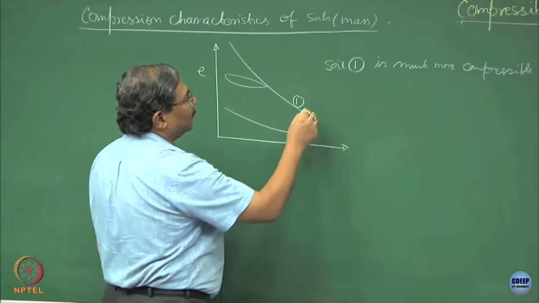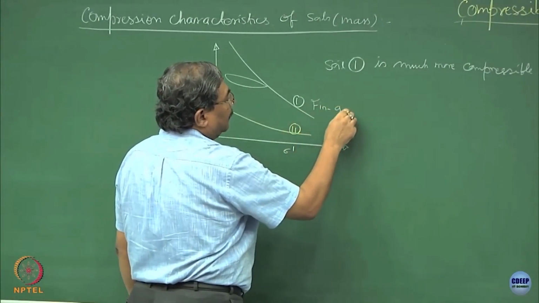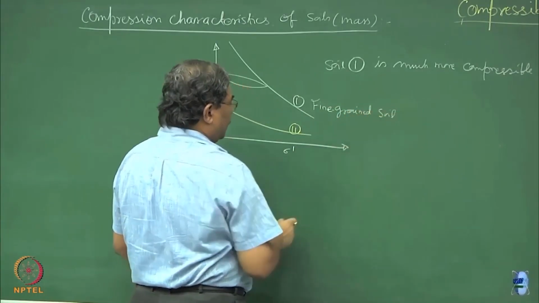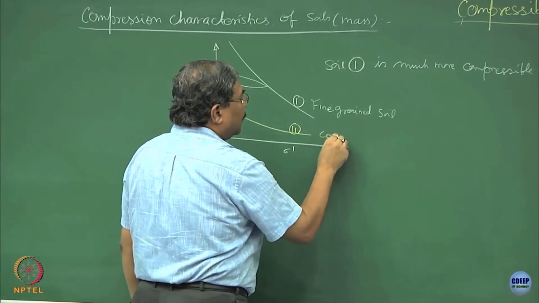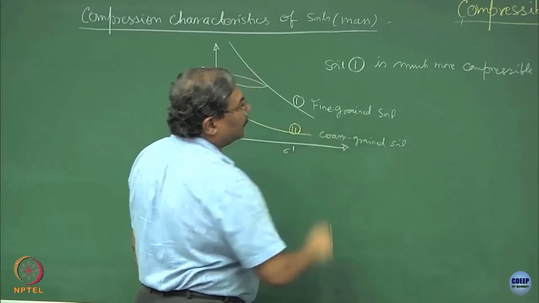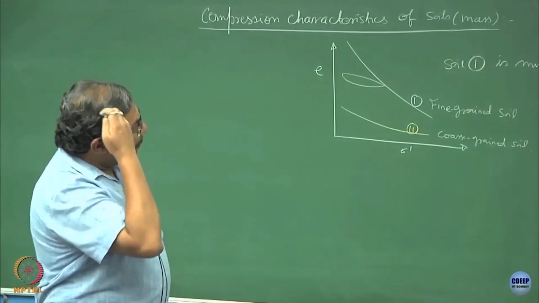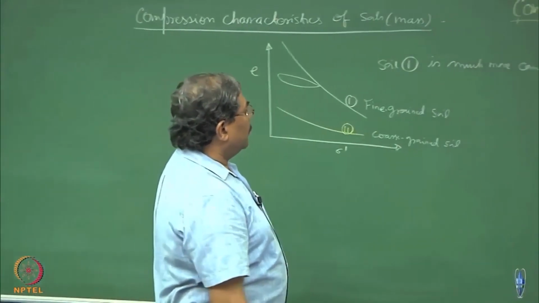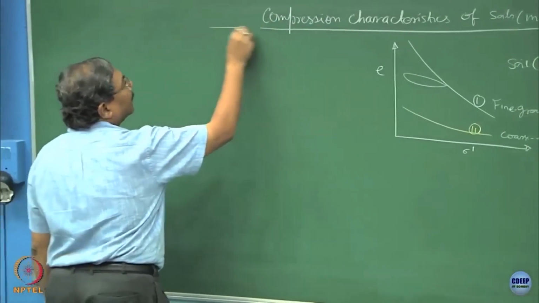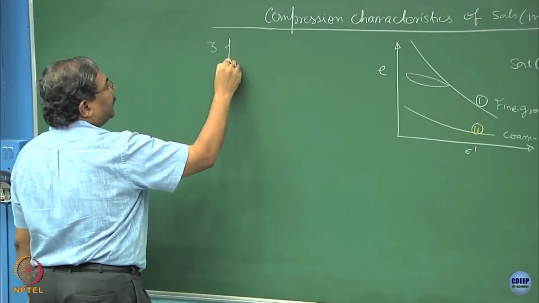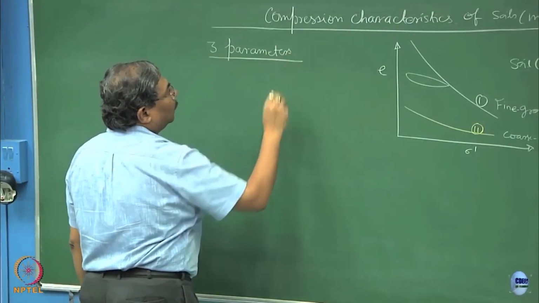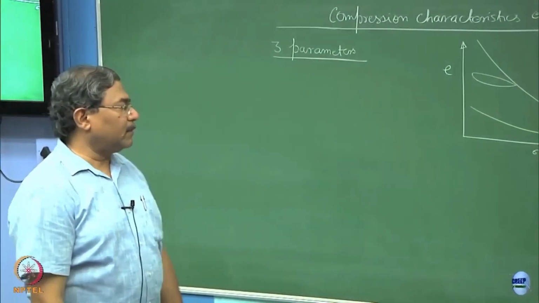Most probably 1 is going to be a fine grained material and 2 is going to be a coarse grained soil. Now, what we want to do is quantify the compression characteristics, and these are the 3 parameters which are used to quantify the compression characteristics of the soils.